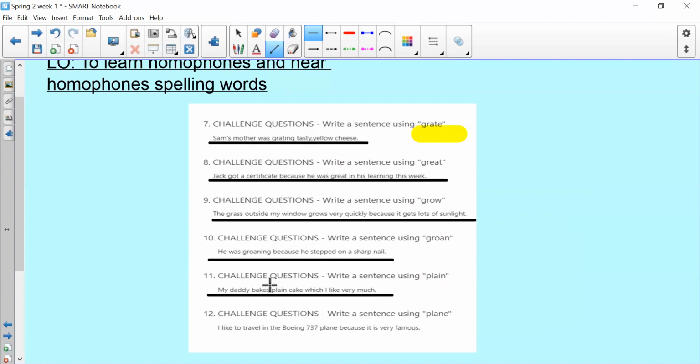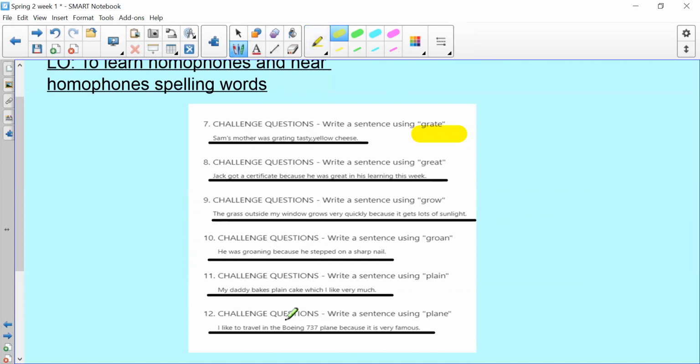Here, this sounds lovely. I'd love a cake. My daddy bakes plain cakes, which I like very much. And I like to travel in the Boeing 737 plane because it's very famous. And just notice as well the use of the capital letter for the proper noun. So through using our spelling words as the root and then changing them, he is demonstrating that he really understands the meaning of them.